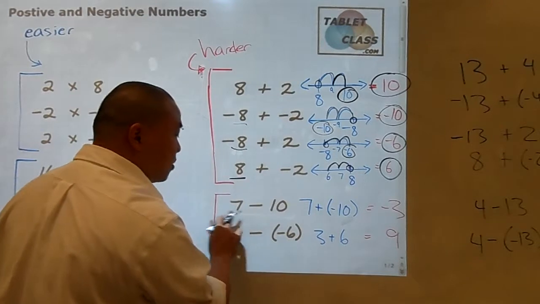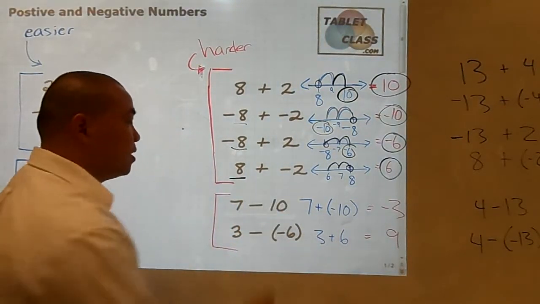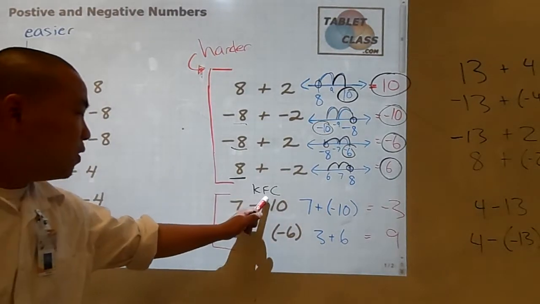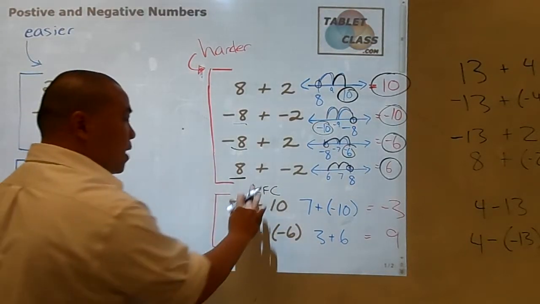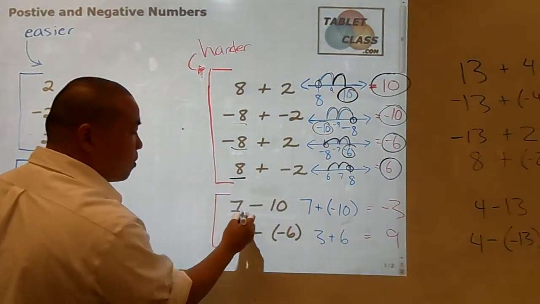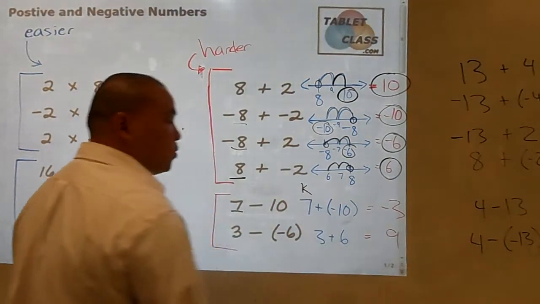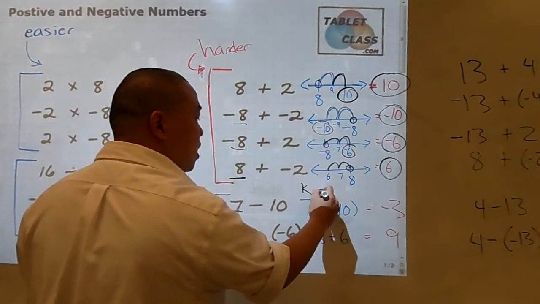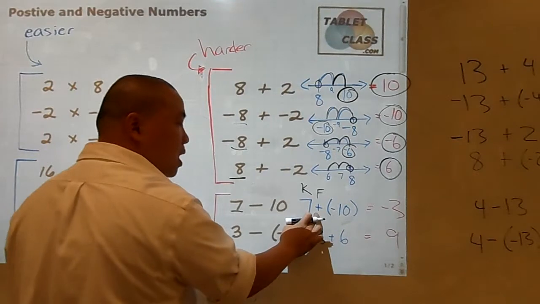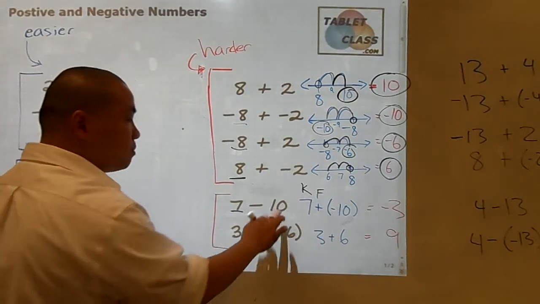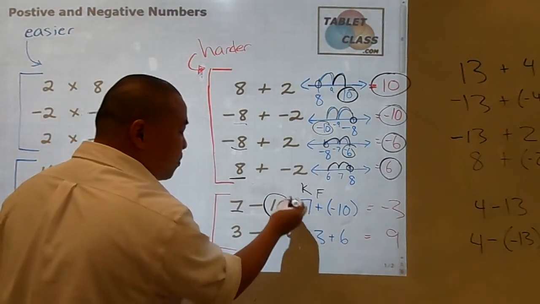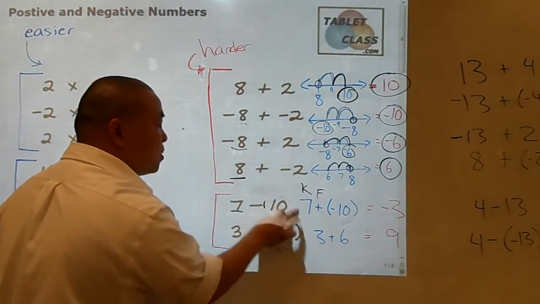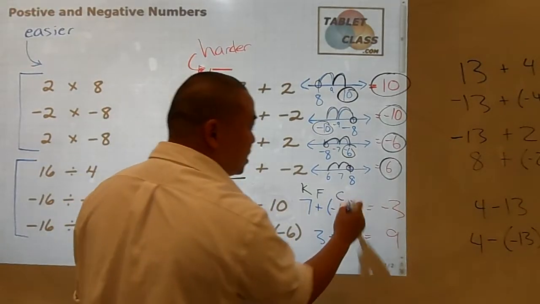So, a great method is known as the KFC method. KFC, which stands for keep, flip, and change. Okay? So that means the first number we're going to keep. So we kept it, we kept it a 7. This one we're going to flip. So a subtraction becomes an addition. Flip it. This right here, this is a positive 10. So we're going to change it. Okay, we're going to change it to its opposite, which is -10.